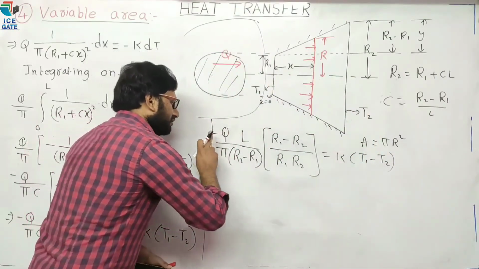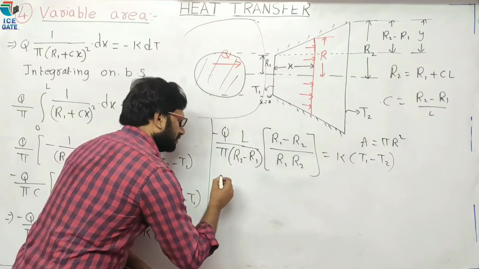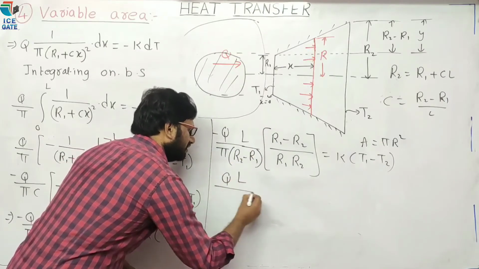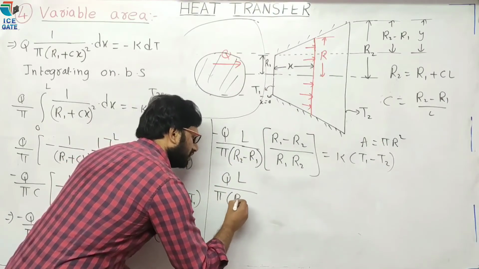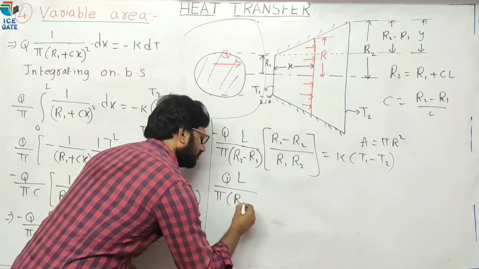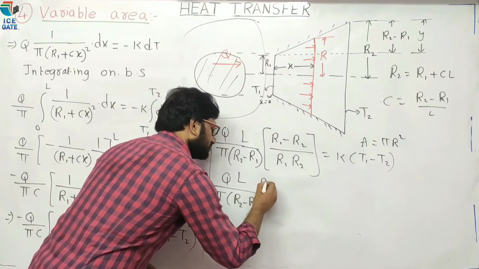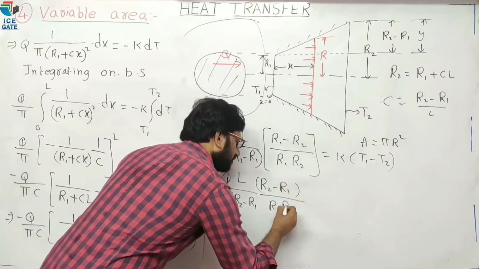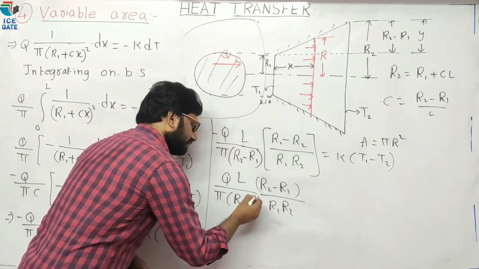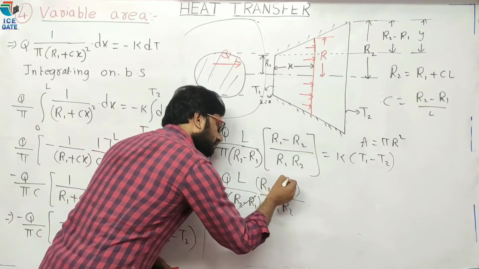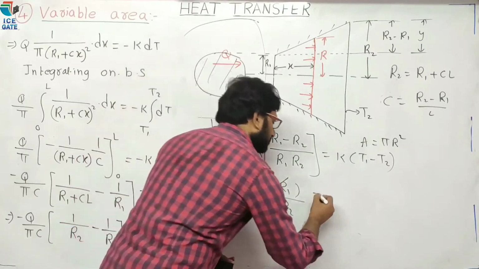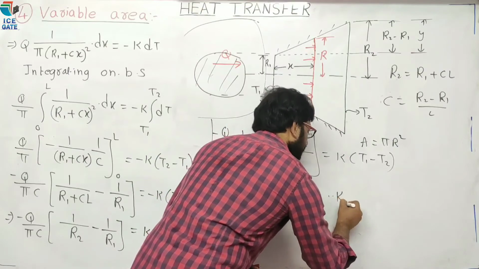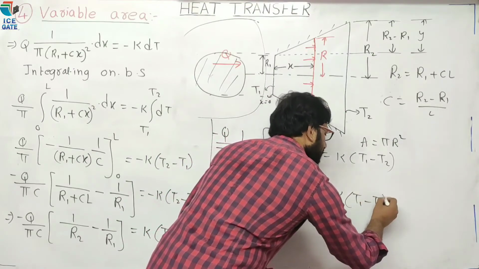Now take minus inside. Q L divided by pi into R2 minus R1. Here also R2 minus R1 divided by R1 R2. Here R2 minus R1 and R2 minus R1 cancel, is equal to minus K, T1 minus T2.